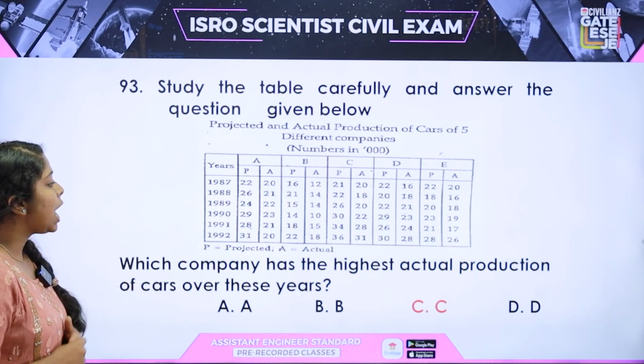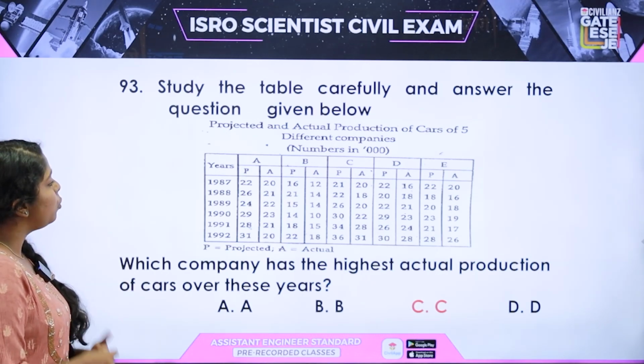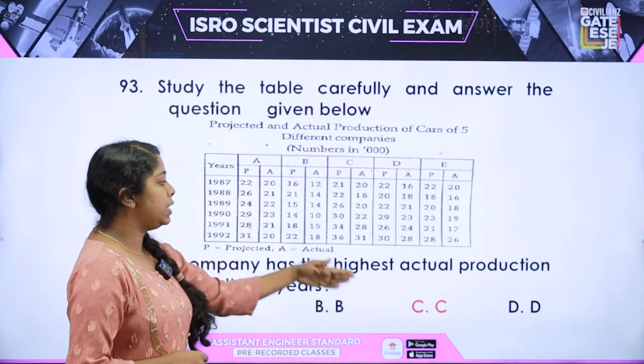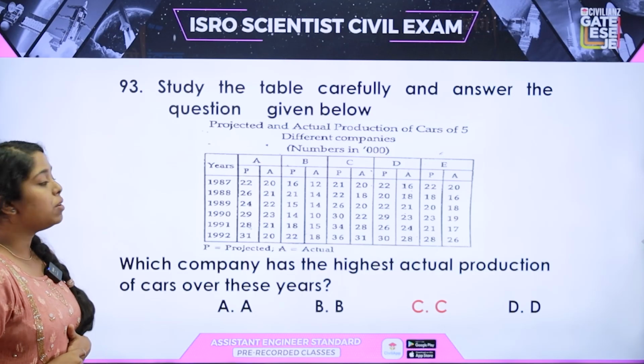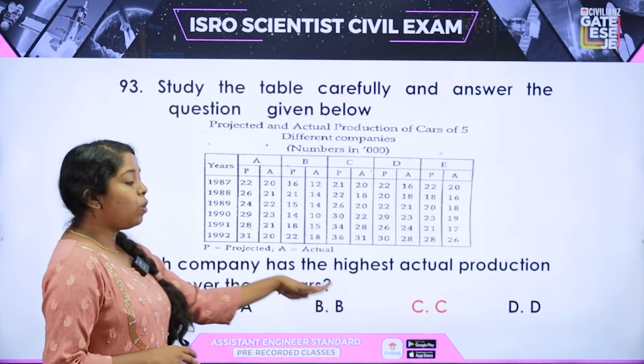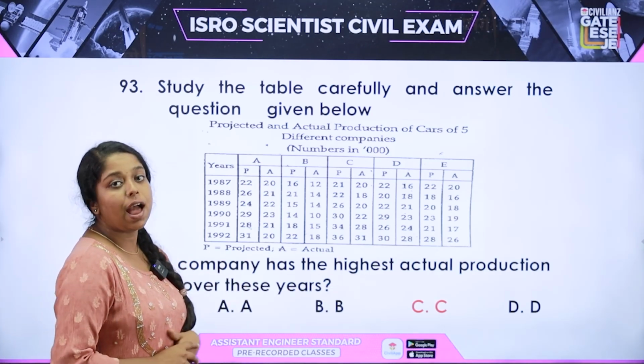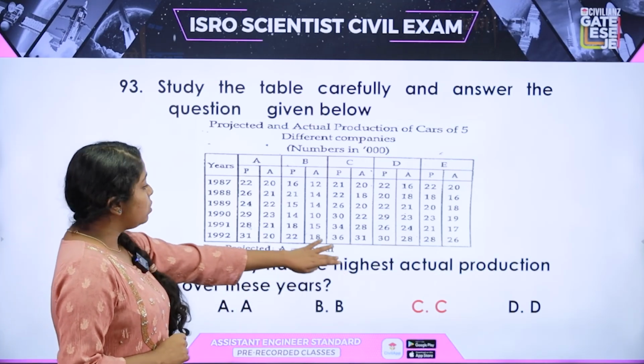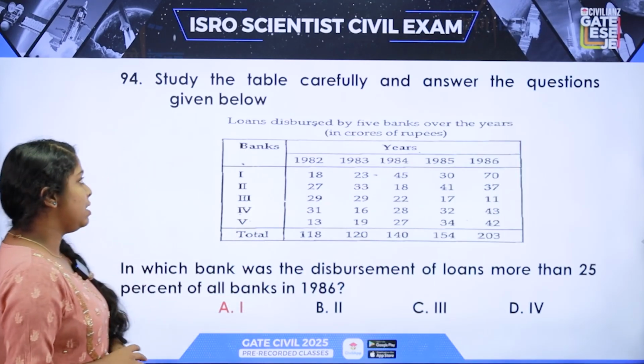Which company has the highest actual production of cars over these years? For that, we just need to take the sum of all this, and from this the highest sum is obtained for option C. So company C has the highest production of cars over these years. So this is the right answer, and this is a very basic question.